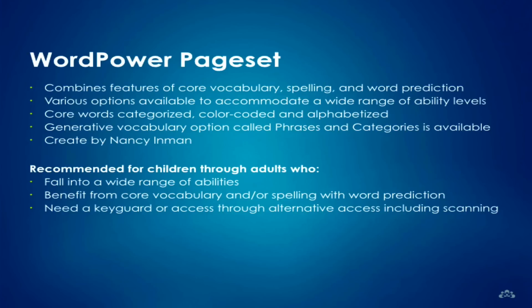So again, a summary of the word power page set. You can see some of the features of it, and it is recommended for children through to adults who might have a wide range of abilities. You can work through some of those word power options with them and build on their language as they go. Someone who would benefit from core vocab and or spelling with word prediction. You can also use a keyguard with this layout on the T10. There are keyguards available, and there are some scanning options with these page sets as well.